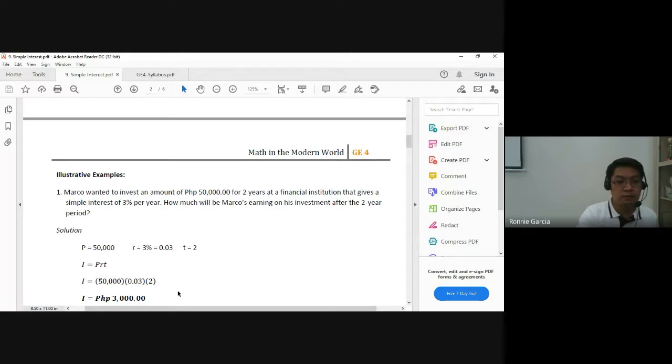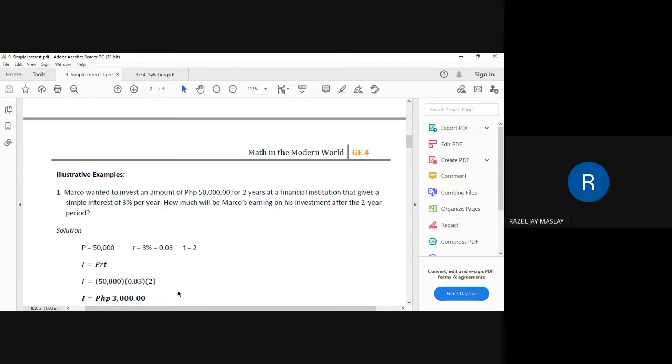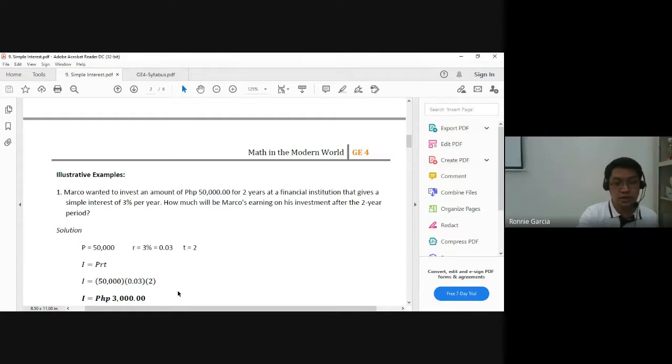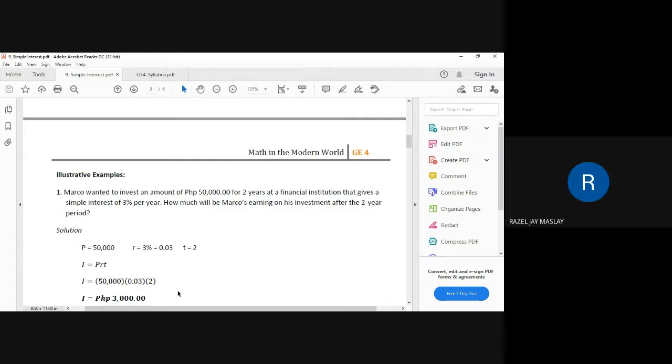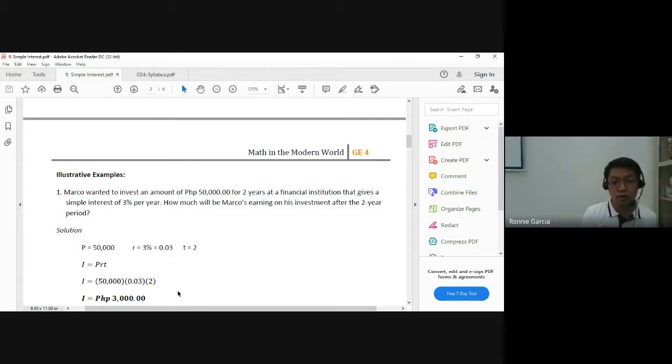Questions for the first problem. Someone answered 53,000 pesos. That could be correct if the question is how much will be the amount that will be given back all in all, the principal plus interest. But that is not the question. The question is how much will be the earning only. Earning also refers to the profit, so the interest is what is being asked.